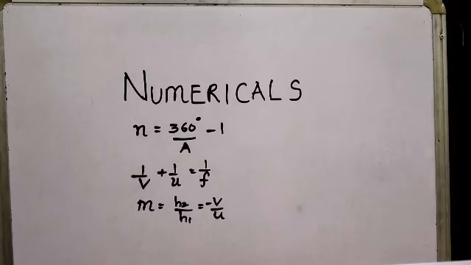Children, in part 6 of the video, we will be solving numericals based on three formulas. N is equal to 360 degree upon A minus 1, that is, number of images is equal to 360 degree upon A minus 1. Mirror formula is 1 upon V plus 1 upon U is equal to 1 upon F. And magnification for spherical mirror M is equal to H2 upon H1 is equal to minus V upon U.